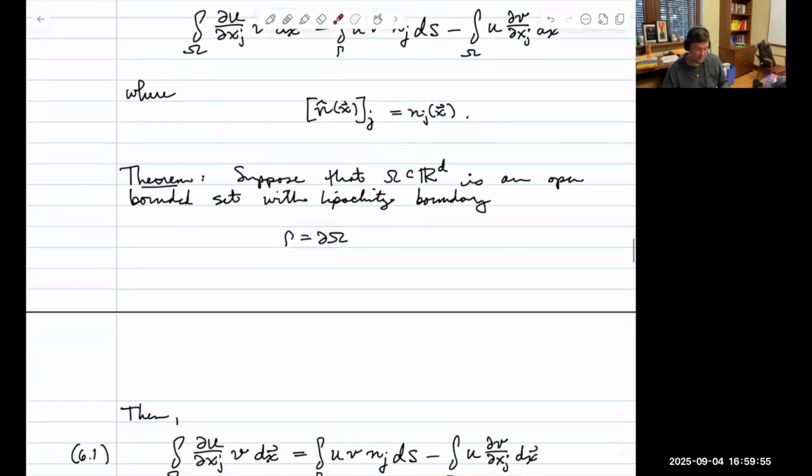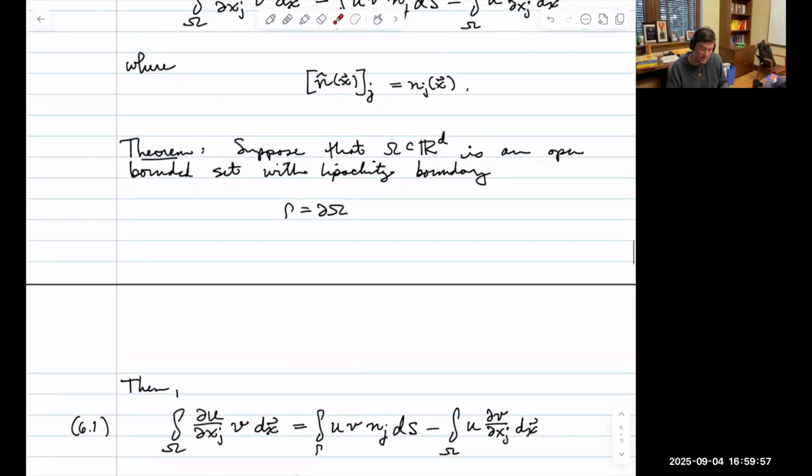So what do I mean by that? Well, I mean the next theorem. Suppose that, again, omega is all the same. It's an open bounded set with a Lipschitz boundary. So this means a fairly nice boundary.